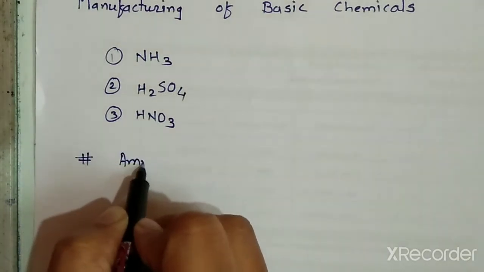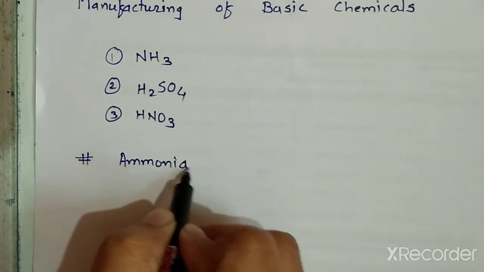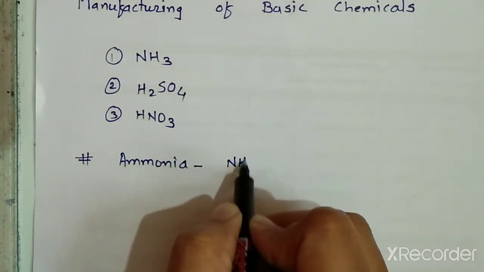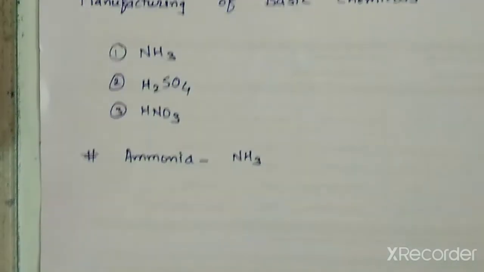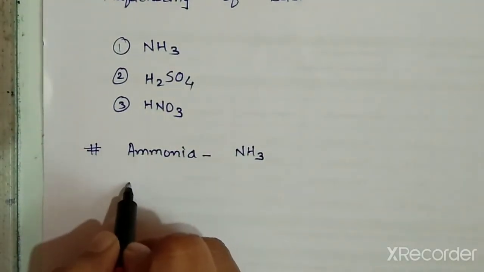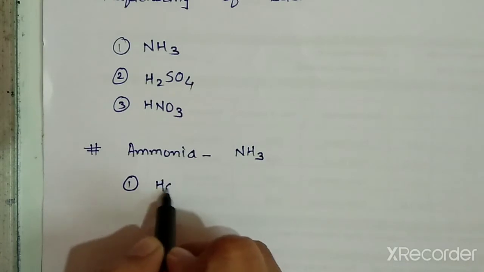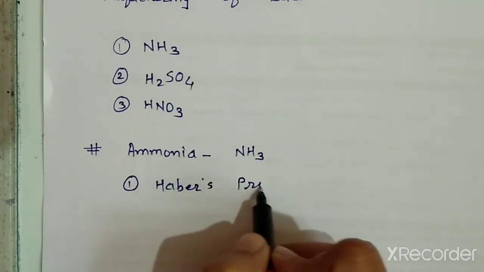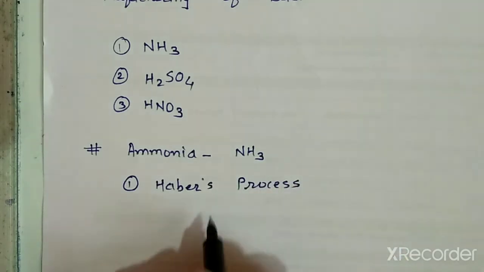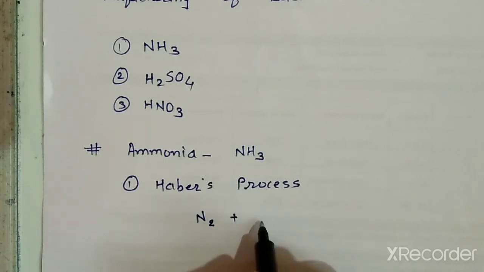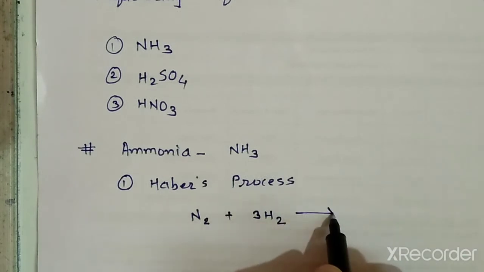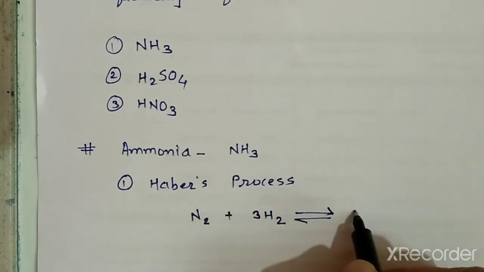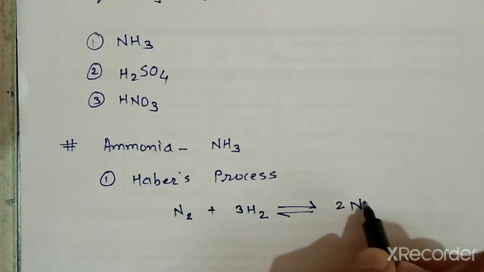This ammonia, having molecular formula NH3, is prepared by the process called Haber's process. And what is this process? Ammonia is prepared from two reactants, N2, that is nitrogen, and a hydrogen source, 3 H2. This reaction is reversible and gives 2 NH3.